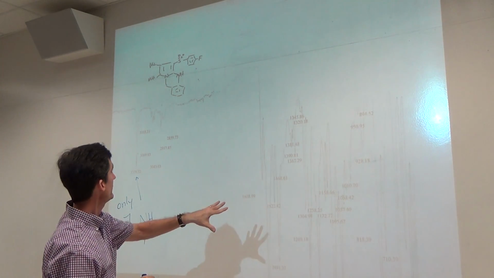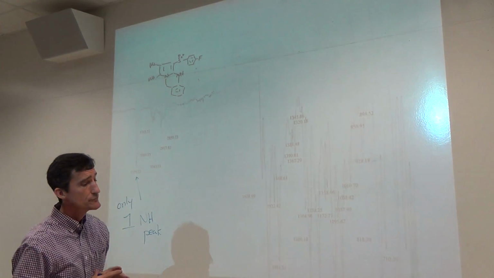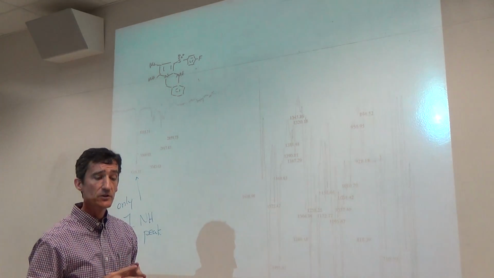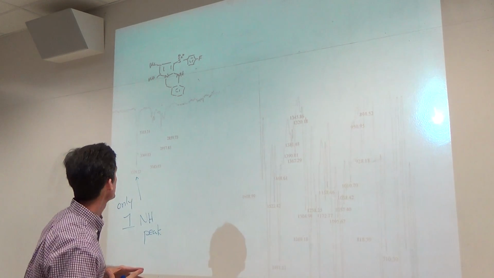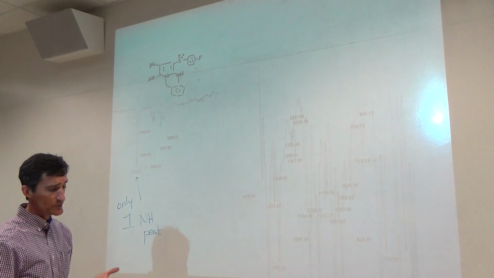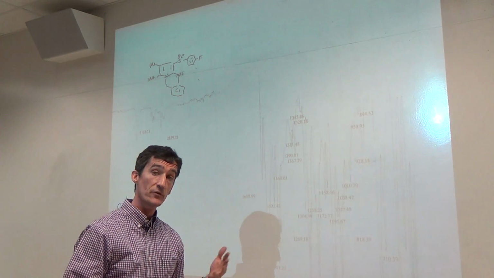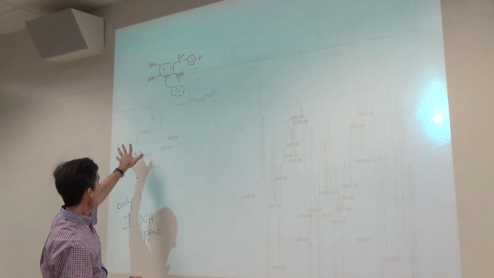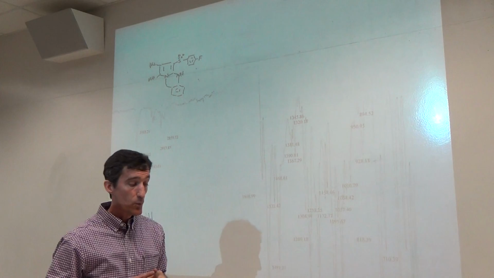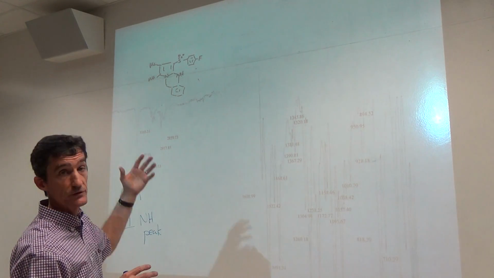Now, does this prove that this indeed is that structure? No, not necessarily. You need other evidence, other spectral evidence, physical data. What it does prove is that it's no longer the other compound. Clearly a different fingerprint region. Now we only have one NH. What it does is it supports this structure.